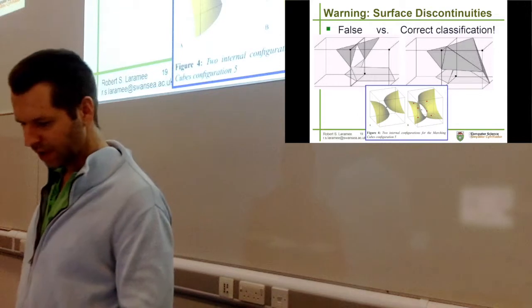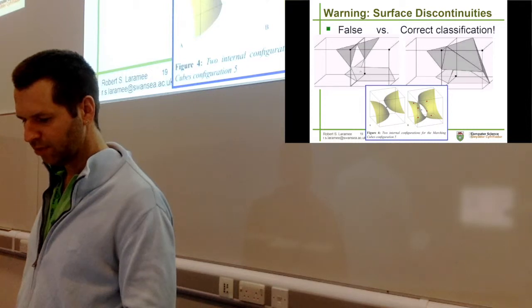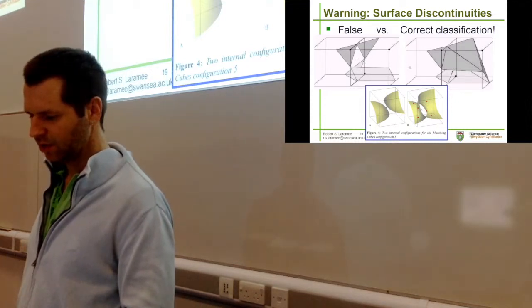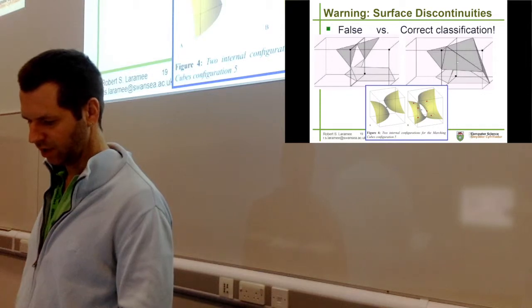Here's some more about that. This is what happens if you don't resolve the ambiguity properly. There's a hole in the surface. And here's the correct triangulation, so there's no hole. So the left one is correct, the right one is ambiguous. And this is a false triangulation. This is the correct triangulation.